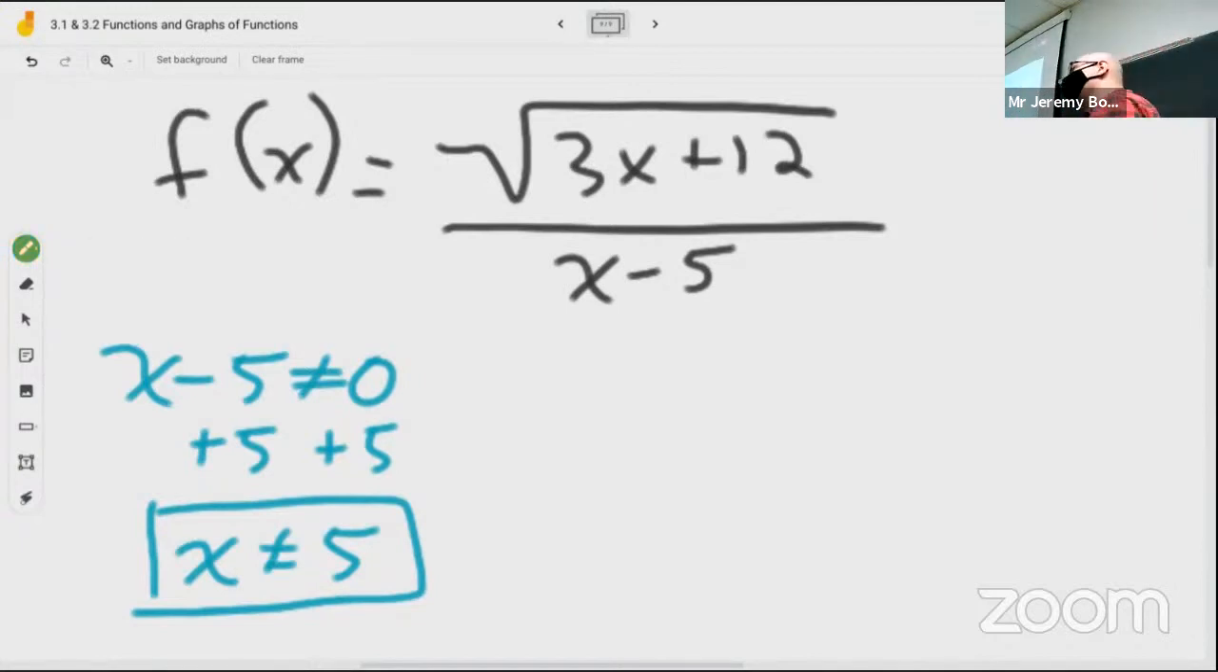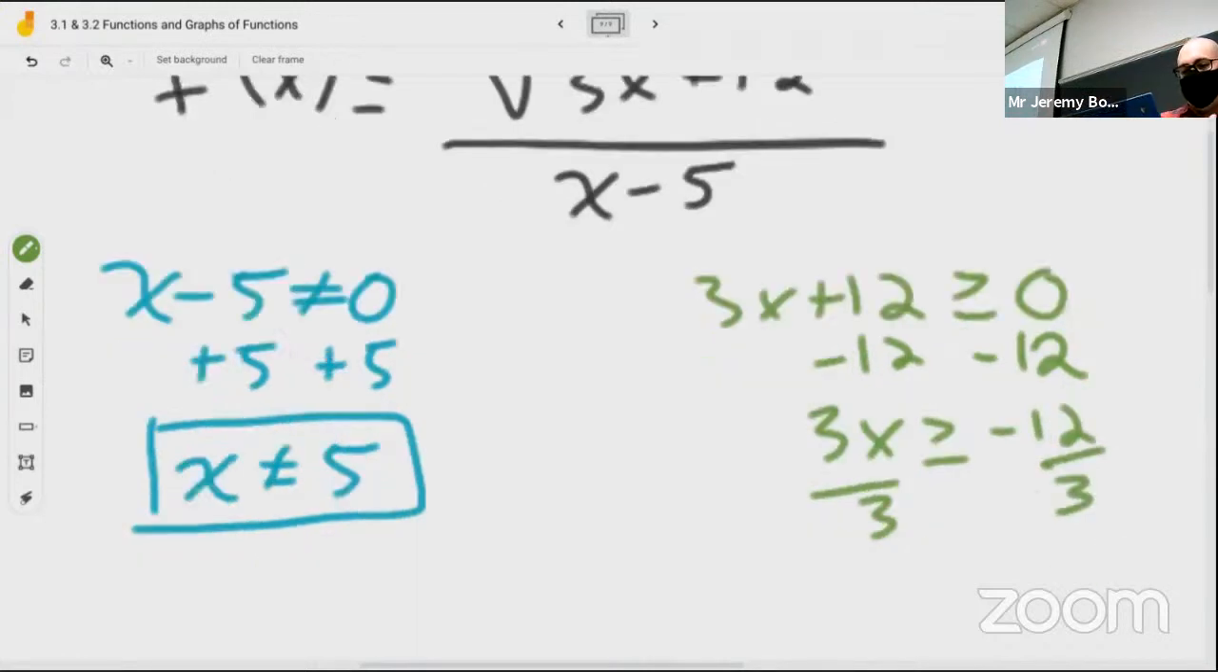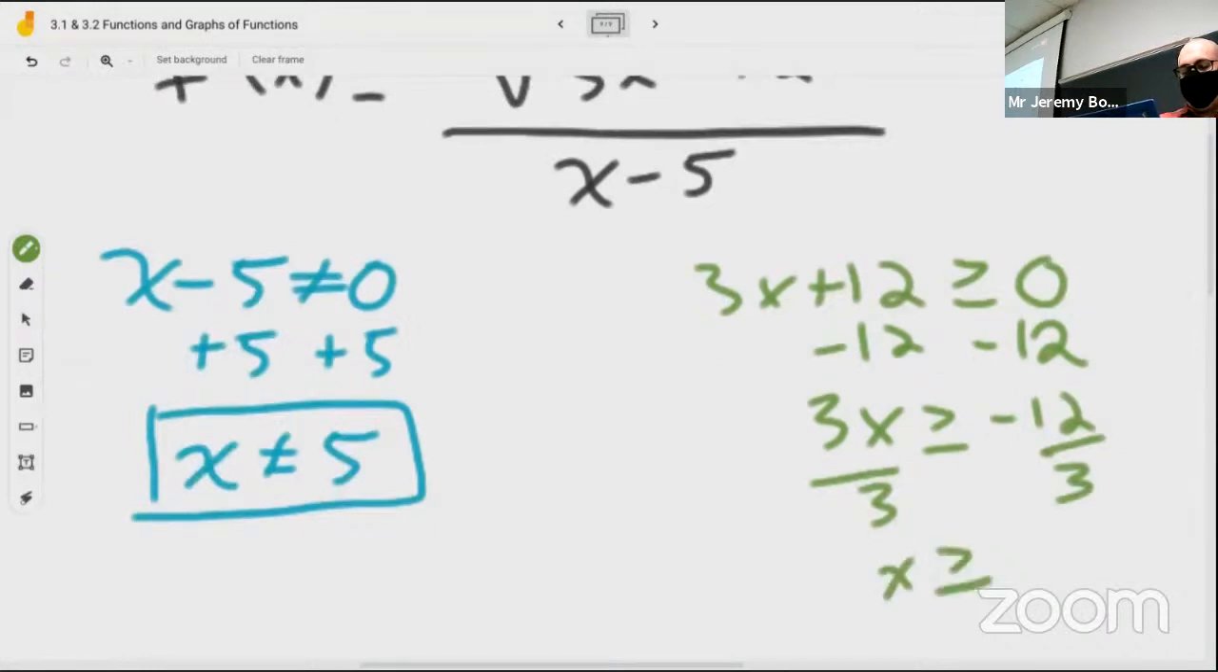Next, let's look at the root. We got the square root of 3x plus 12. So I know that 3x plus 12 needs to be greater than or equal to 0. Let's subtract 12. Get 3x is greater than or equal to negative 12. Divide by positive 3. And I get x is greater than or equal to negative 4.